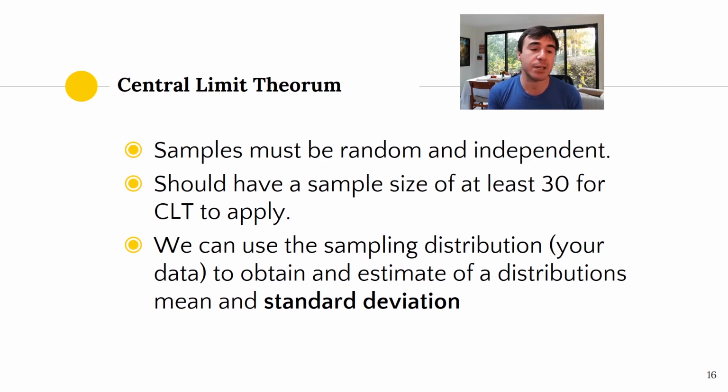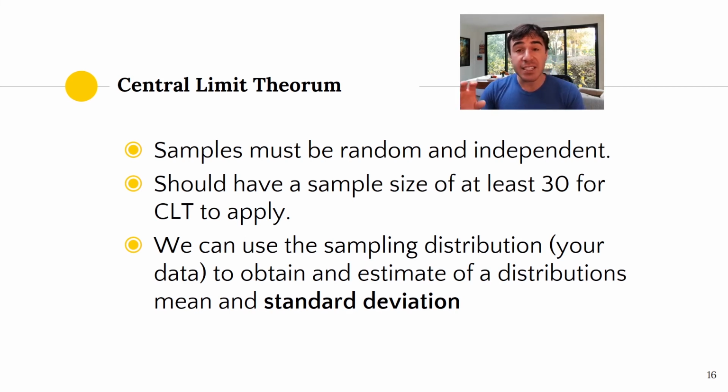It's random and independent. Now, we need a sample size of at least 30 for the central limit theorem to apply. So I needed to roll those dice 5 times, and I need to do that 30 times. So at least 150 dice rolls, basically, okay?